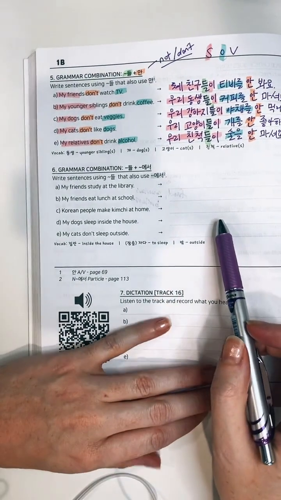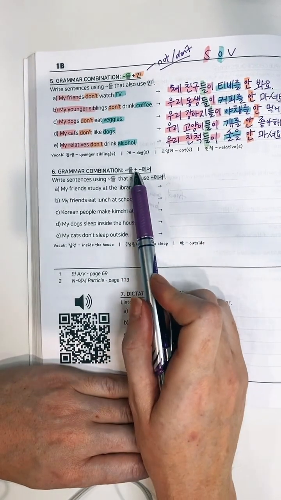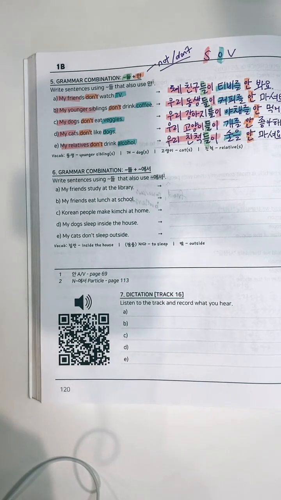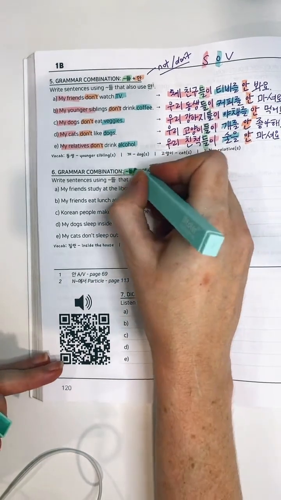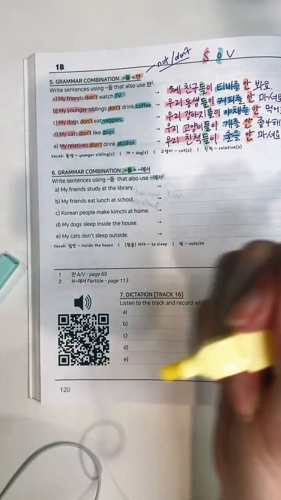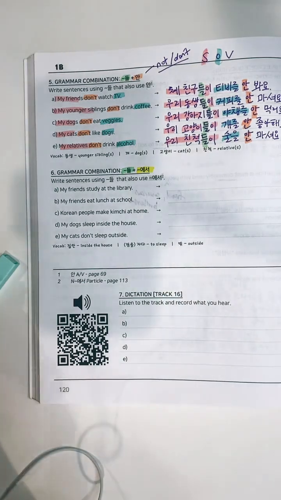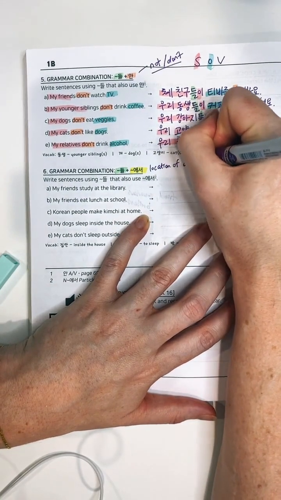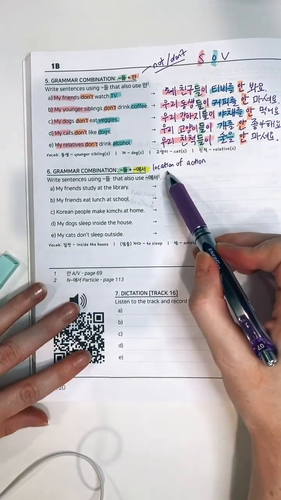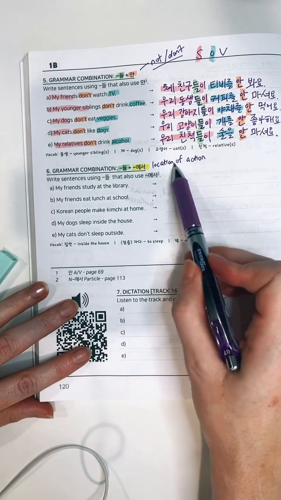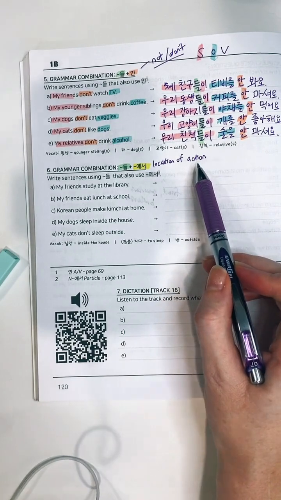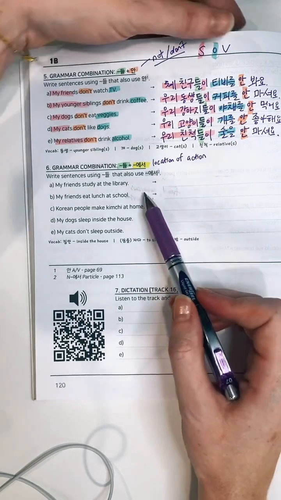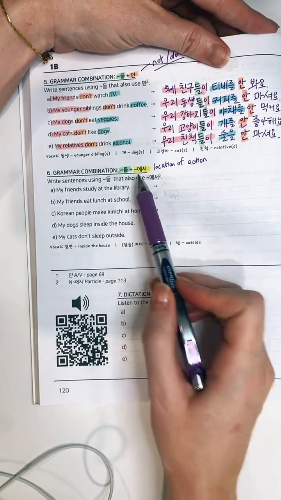Okay. So now next section we're going to be combining 들 and 에서. 에서 we also learned in a previous part of this book, and we call this the location of action particle. I'm going to write that down. The location of action. This describes some location as being the place you do some action. So this is what 에서 is used for. We're going to practice using sentences that use both 들 and 에서.